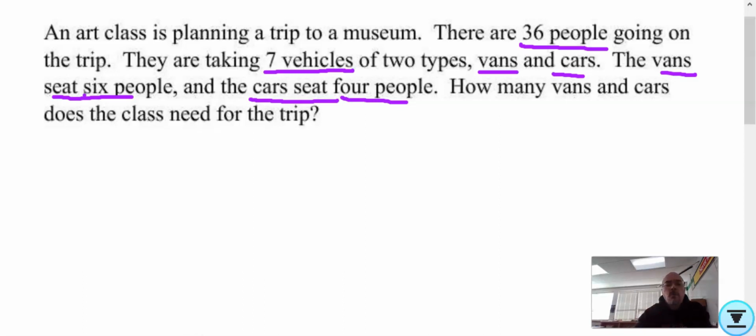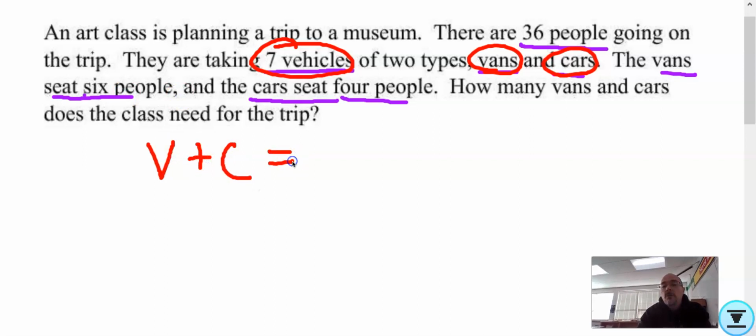I'm going to start with 7 vehicles, vans and cars. I'm going to use V for vans and C for cars. So my first equation, everybody, is vans plus cars equals 7 vehicles. Okay, think through that. That makes total sense. The vans plus the cars equals 7.